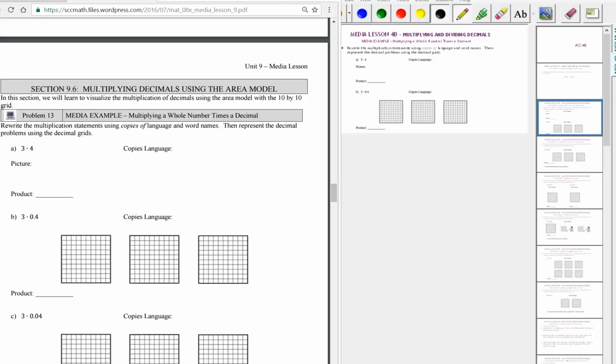In this video, we'll look at multiplying decimals, and we start with the area model. The way we develop multiplying decimals is very similar to how we developed multiplying fractions, which makes sense since decimals are fractions. We're going to look at a whole number times a decimal.